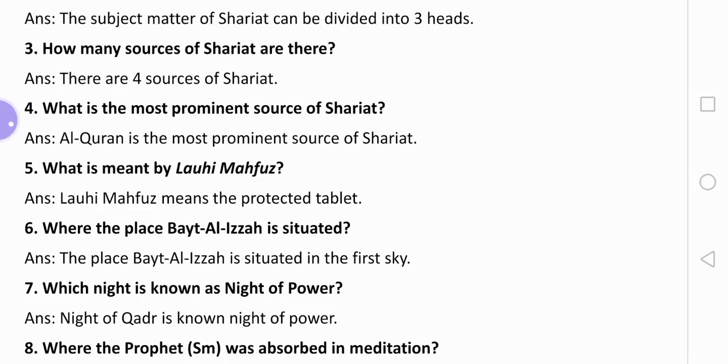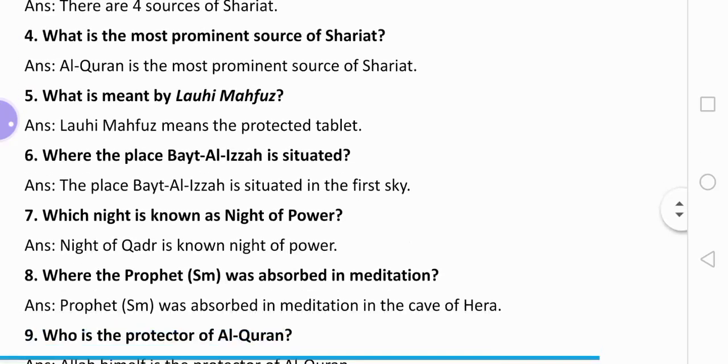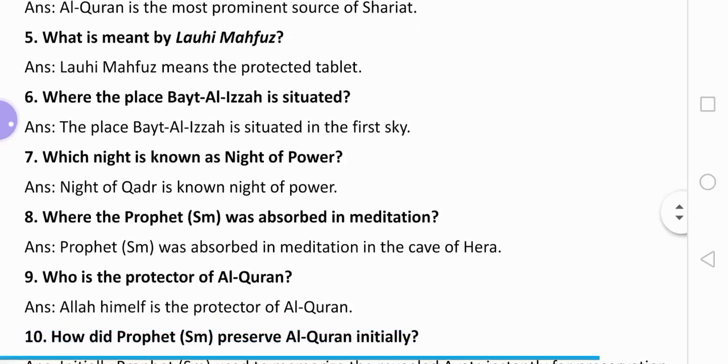Okay, next question, number 6, where is the place of Baitul Izzah situated? Baitul Izzah is a special place situated in the first sky where Al-Quran was revealed, on the night of Qadr. Number 7, which night is known as the night of power? Night of Qadr is the night of power. It is the odd night of the last 10 days of the Ramadan month.